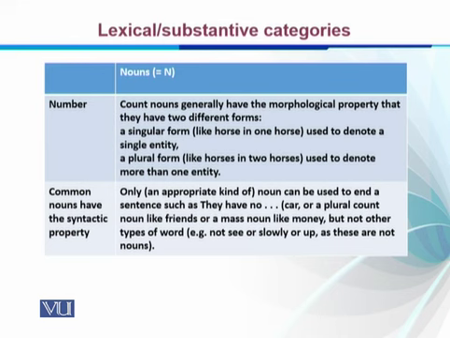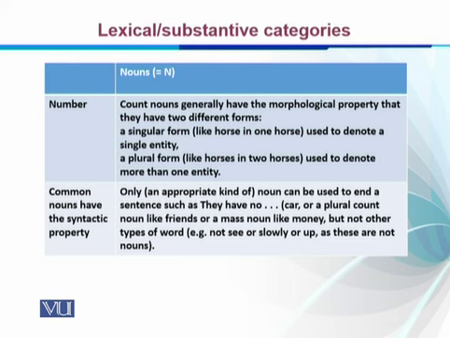Number: a noun has number, that means singular or plural, which is a morphological property. Count nouns generally have two different forms, singular and plural, right? And a plural, for example, takes s or es, generally, and denotes more than one entity.